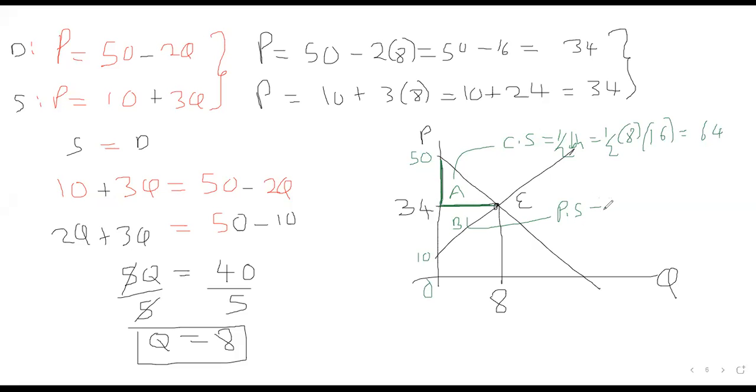The producer surplus also is half base times height. Our base is still 8. And what is our height from here to here? 24. And try this one. What do we get? 96, isn't it? Then the total is called the what? The total is called the total surplus. When we add the consumer surplus and the producer surplus, we get the total surplus.